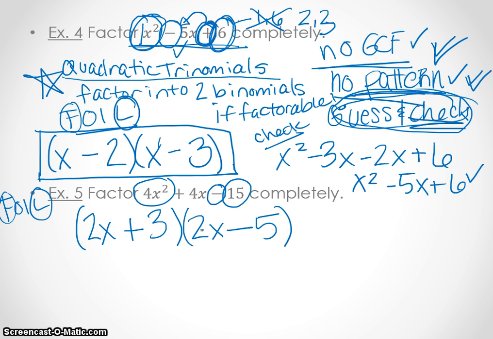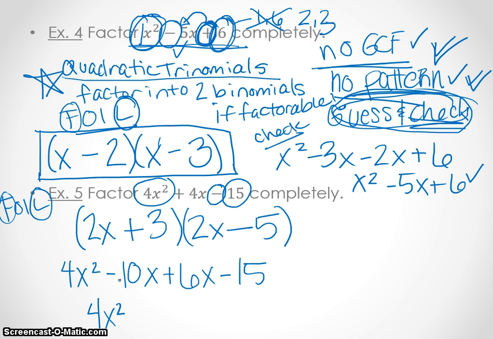So let's FOIL this out. 2x times 2x is 4x squared. 2x times a negative 5 is a negative 10x. 3 times 2x is a positive 6x. And then 3 times a negative 5 is a negative 15. So we check this middle term, see if it works out. So 4x squared minus 10x plus 6x is a negative 4x minus 15. And is this what we started with? Oh, gosh, it's so close except for this little guy here. This negative sign should be a positive.